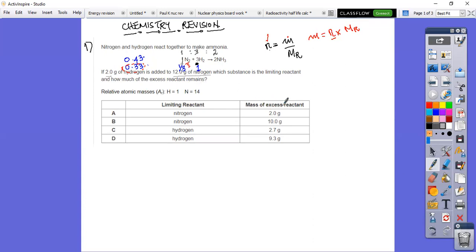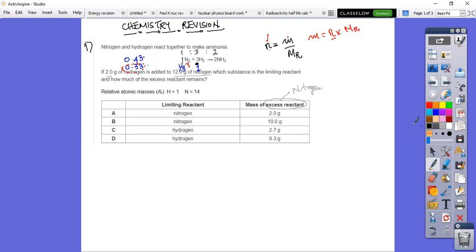That is what this column is for. What is the mass of the excess reactant? So the excess reactant is nitrogen. Are you following so far? Oh, wait, the limiting reactant was hydrogen, wasn't it?